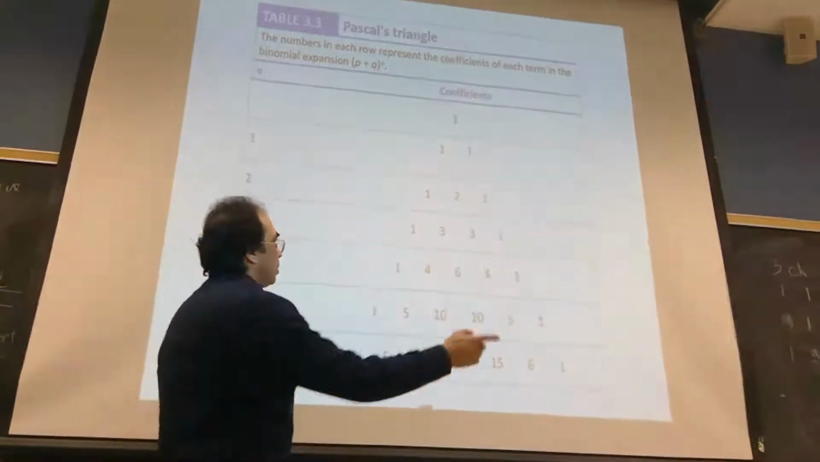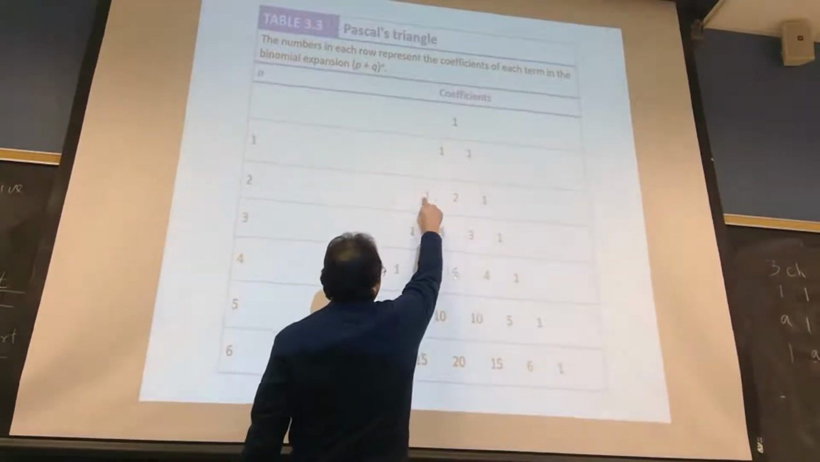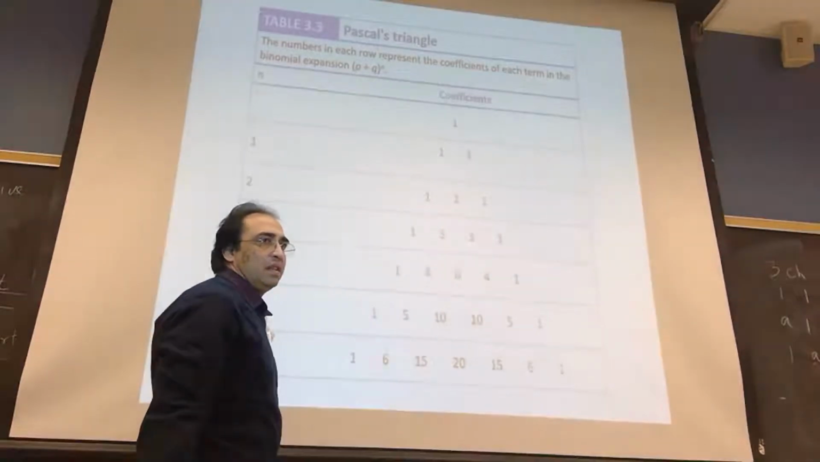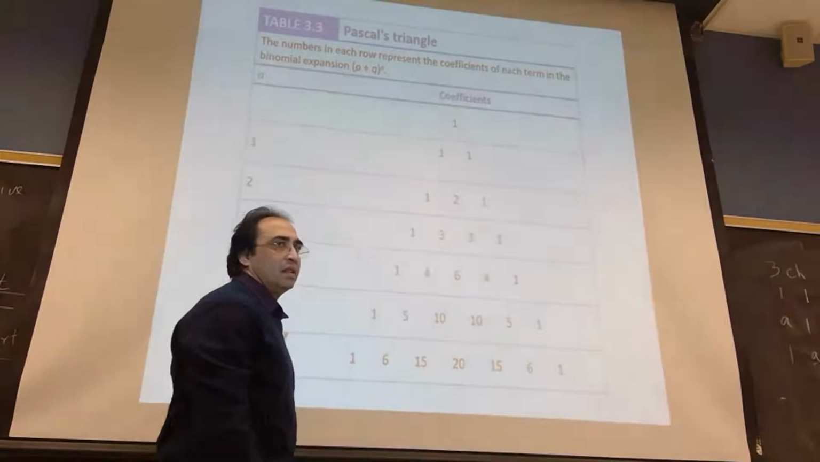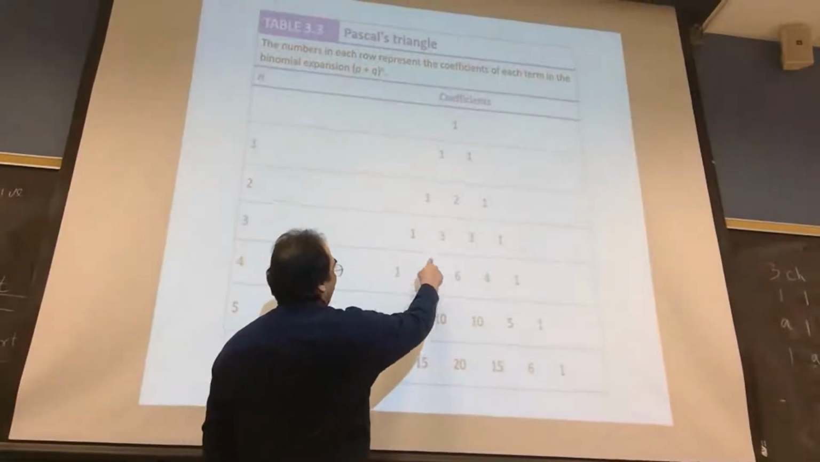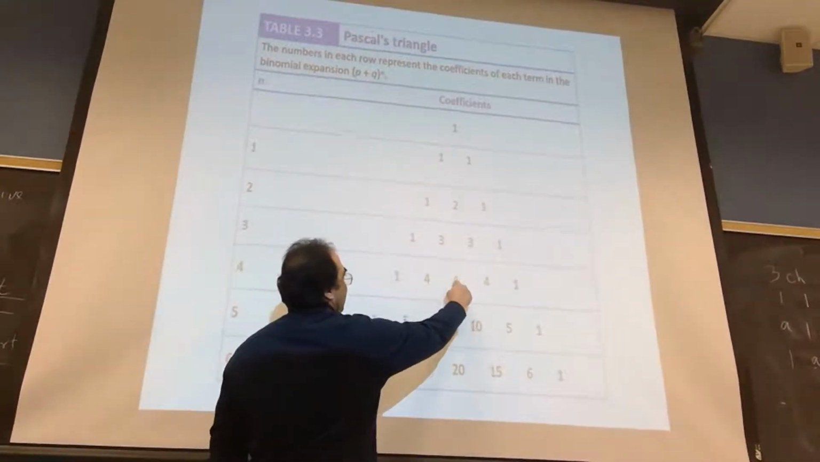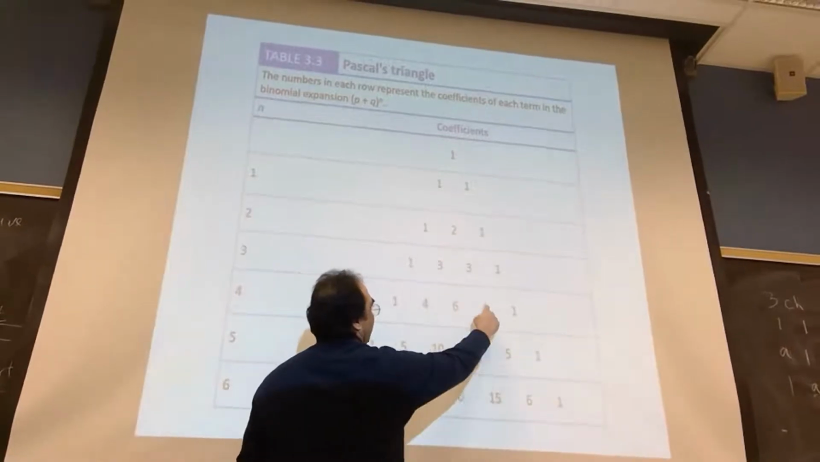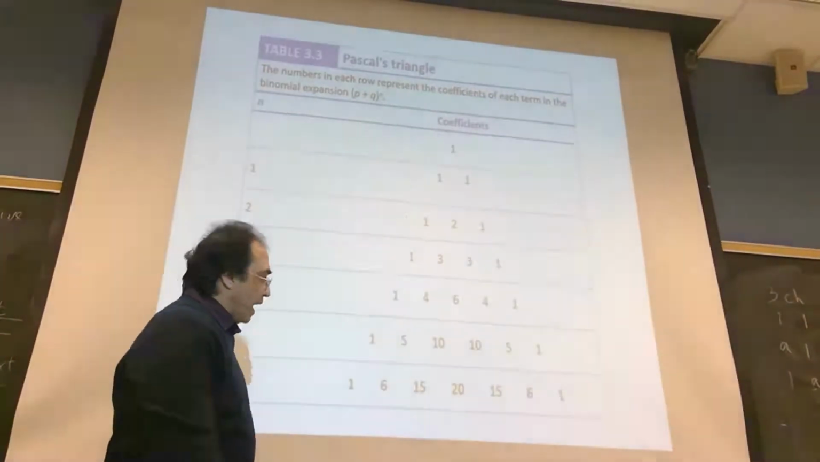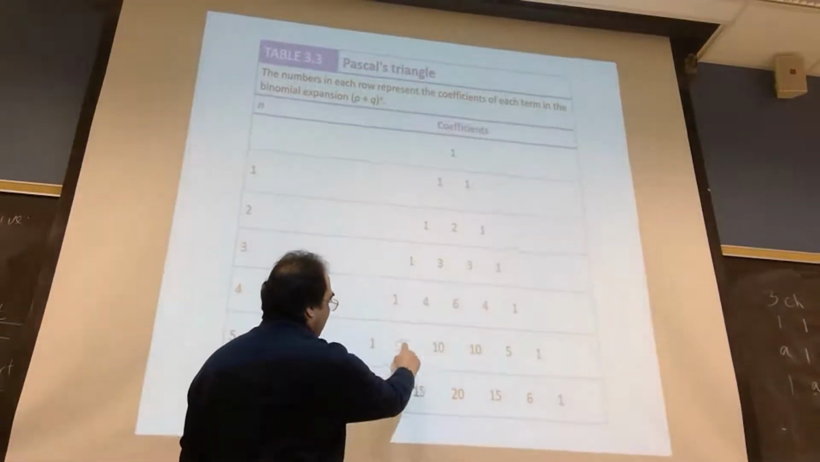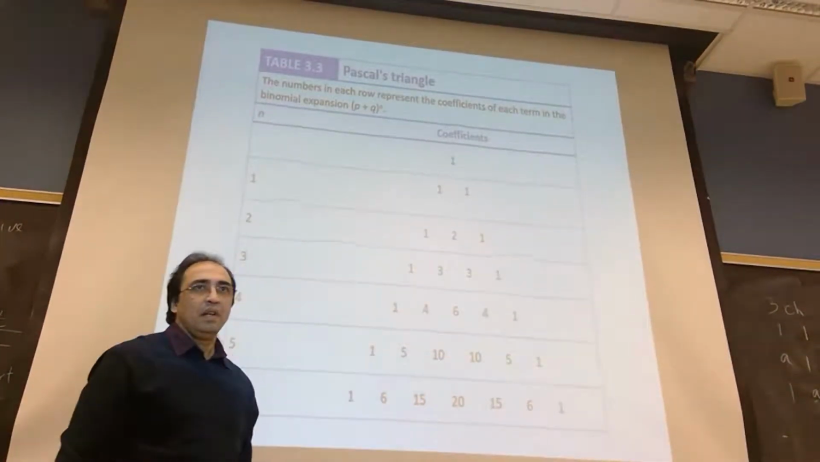Okay? So in this case, this is 3. That means 2 plus 1 is equal to 3. This is 3. 2 plus 1 is equal to 3. Here 4. 3 plus 1 is equal to 4. 6. 3 plus 3 is equal to 6. 4. 3 plus 1 is equal to 4. And in such case, here is also 15. That means 5 plus 10 is equal to 15.